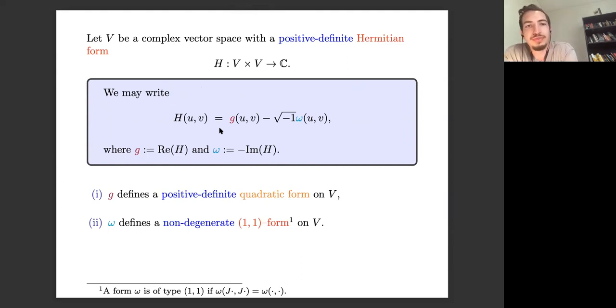Okay, so I just want to talk about Hermitian forms. If I take some vector space V and take a positive definite Hermitian form, I'll write it in terms of its real and imaginary parts. Then the real part is a positive definite quadratic form, and the imaginary part, omega, will be a non-degenerate (1,1)-form. Let me emphasize that a form is type (1,1) if it satisfies this orthogonality condition: when you plug J into each entry, it's equivalent to not plugging in J at all.